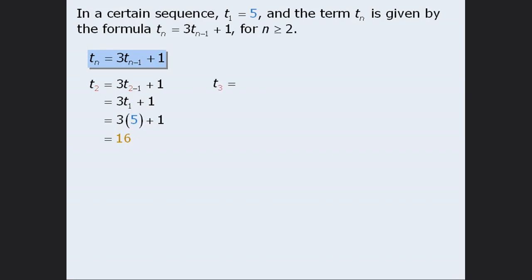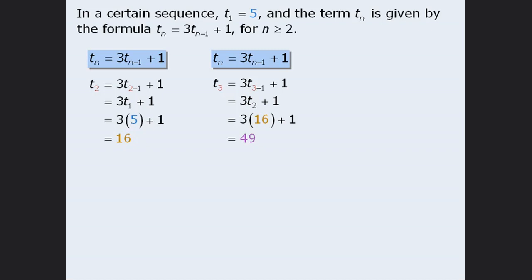Next, to find term 3, we will take the formula and plug 3 in for n. When we simplify this, we see that term 3 equals 3 times term 2 plus 1. Well, we just determined that term 2 is equal to 16, so we can add this to our calculations. Now, when we evaluate the right-hand side, we see that term 3 is equal to 49.